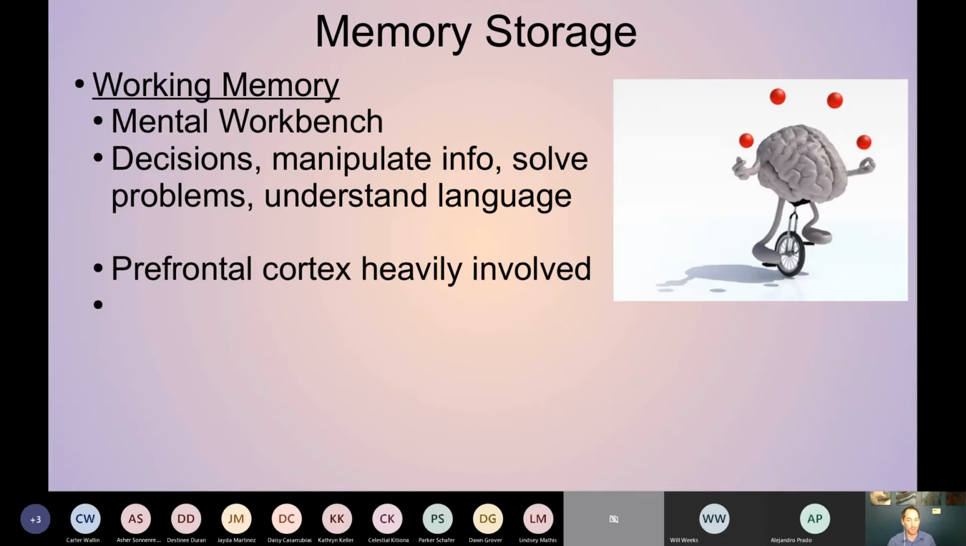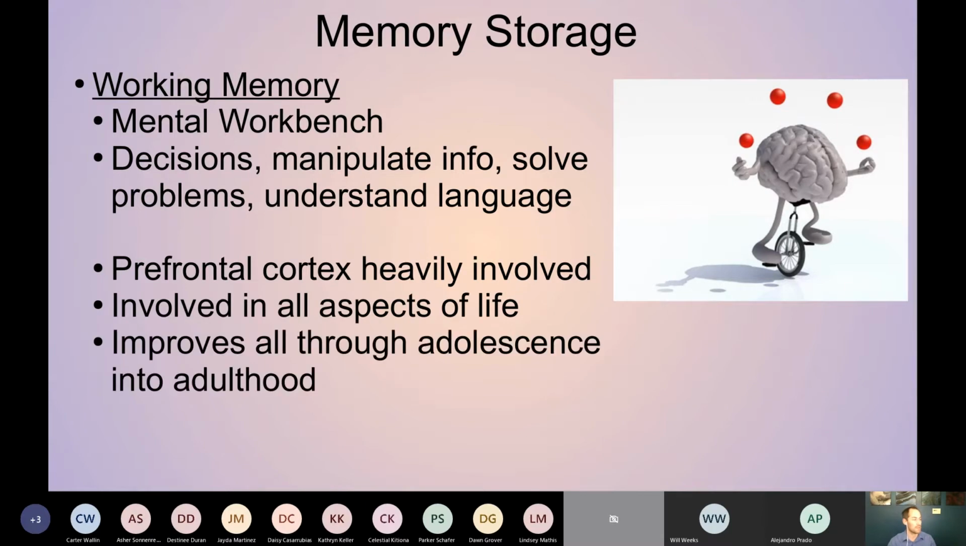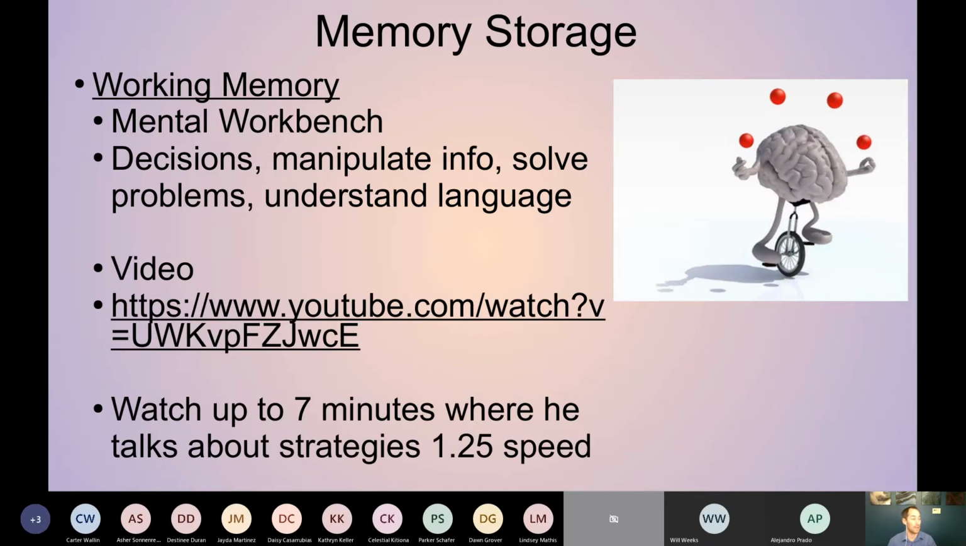So the prefrontal cortex is obviously going to be really heavily involved in this process, and it is involved in a lot of aspects of life. The working memory is used in all aspects through life, and it improves through adolescence and into adulthood. And then after that, it's a stable, consistent skill. It can get a little better, and it's not till the middle to late 80s that your working memory ability really drops off. But if you're working with your working memory, it can keep its capacity for a long time.